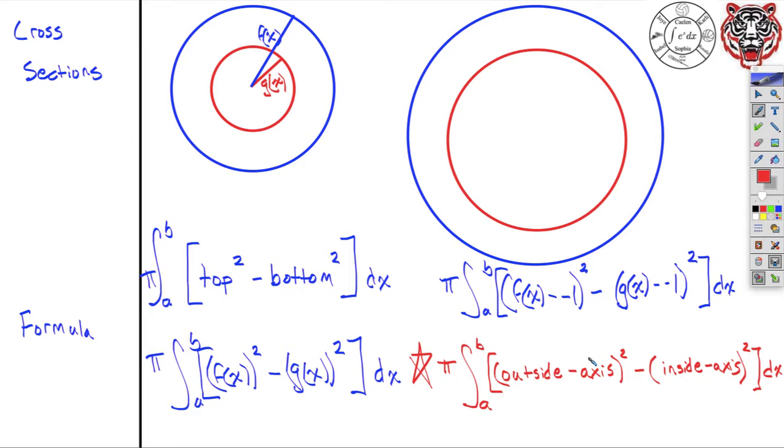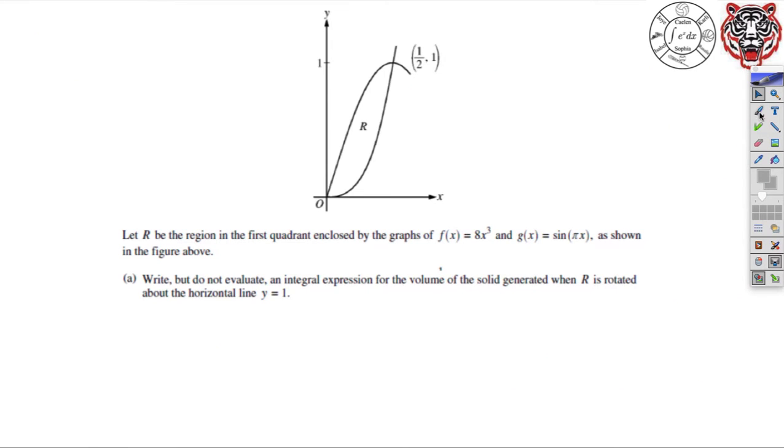The front page is pretty easy. The front page of the homework is just doing the setup. The back page is actually calculating what that is on our calculators. All right, so this is number 3 on the homework. Again, this one is pretty nice because we don't have to evaluate. Do not evaluate. All right, so we need to set this up.